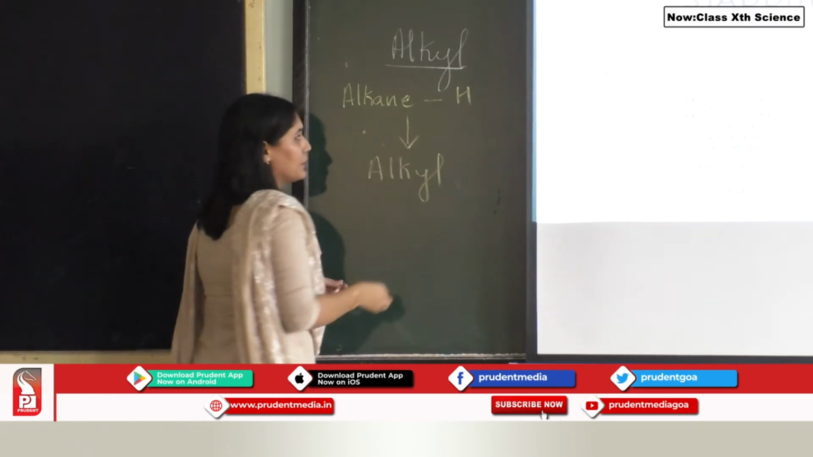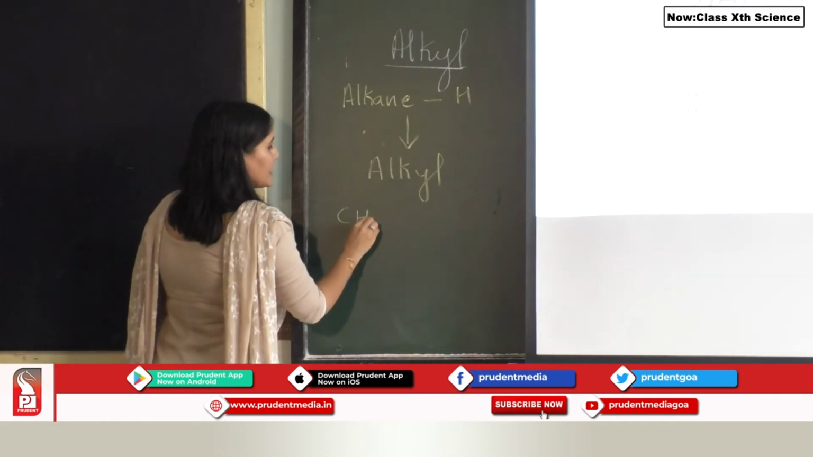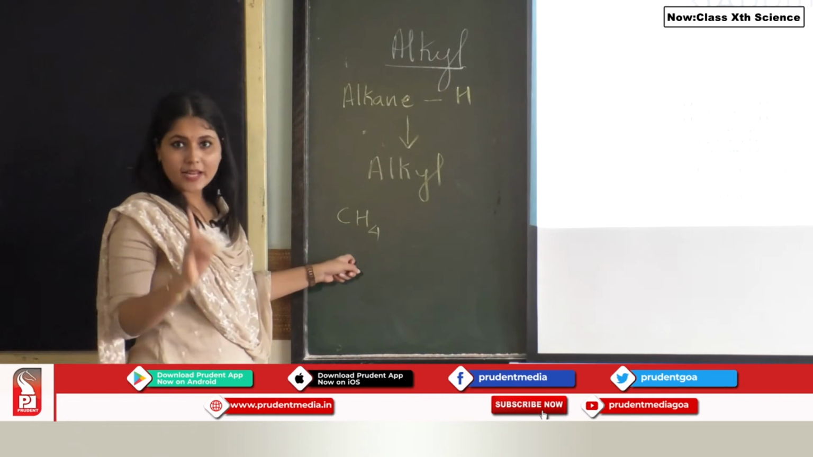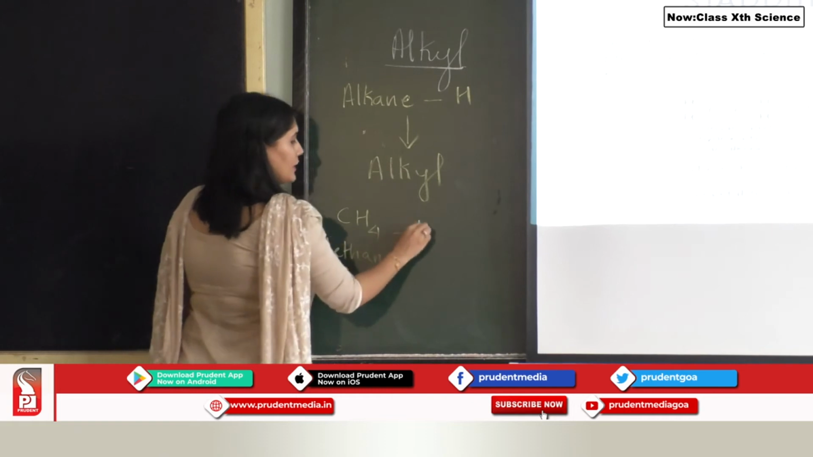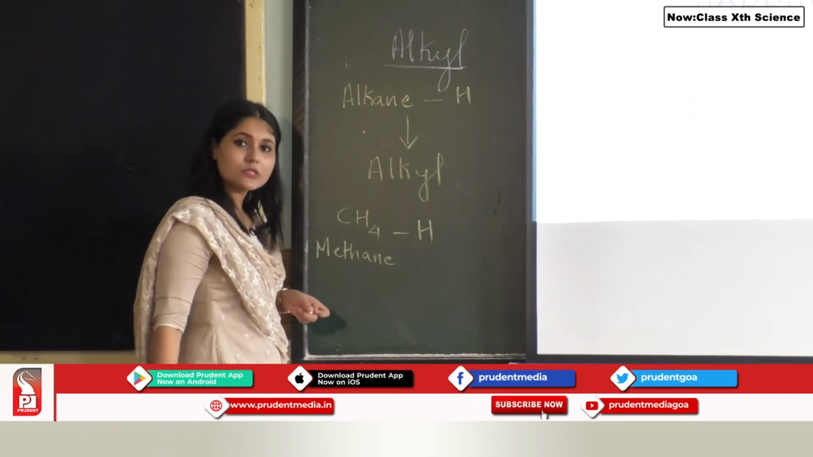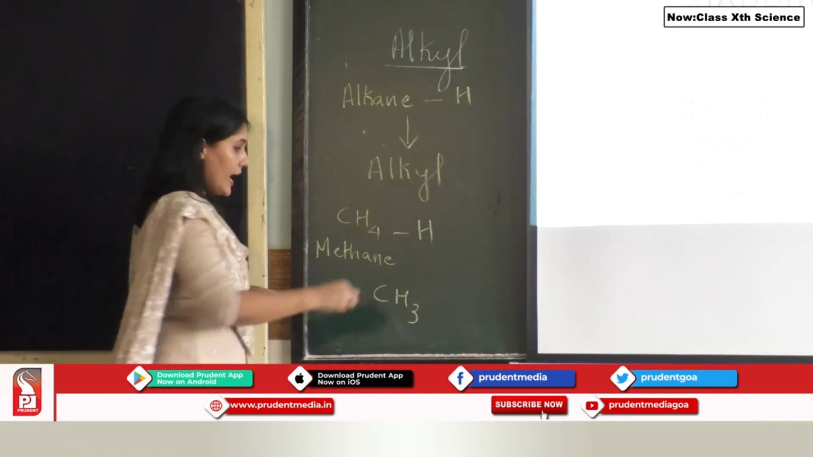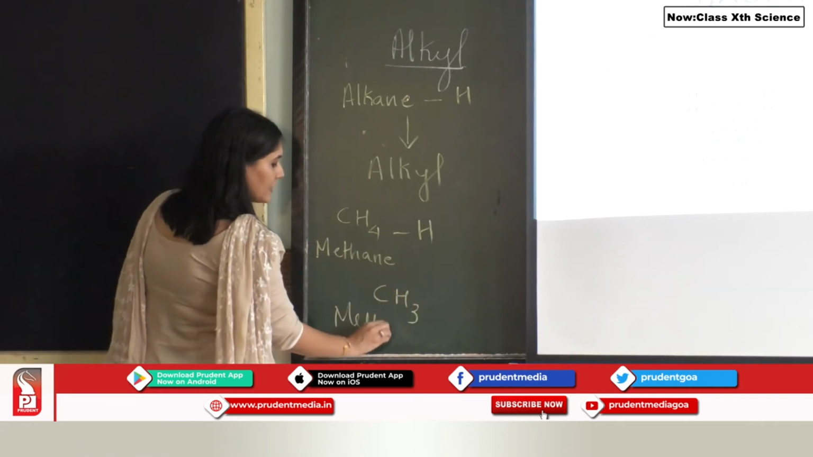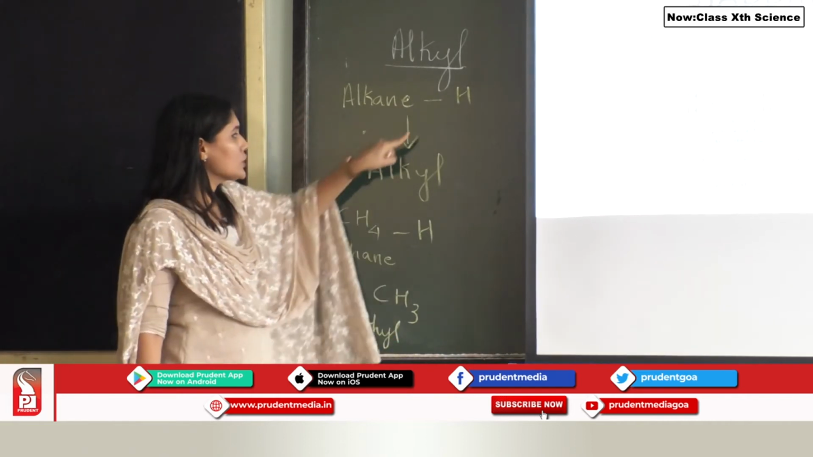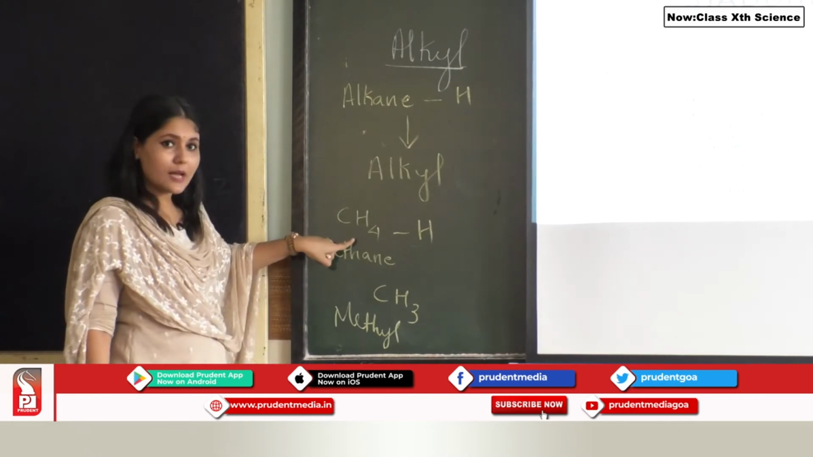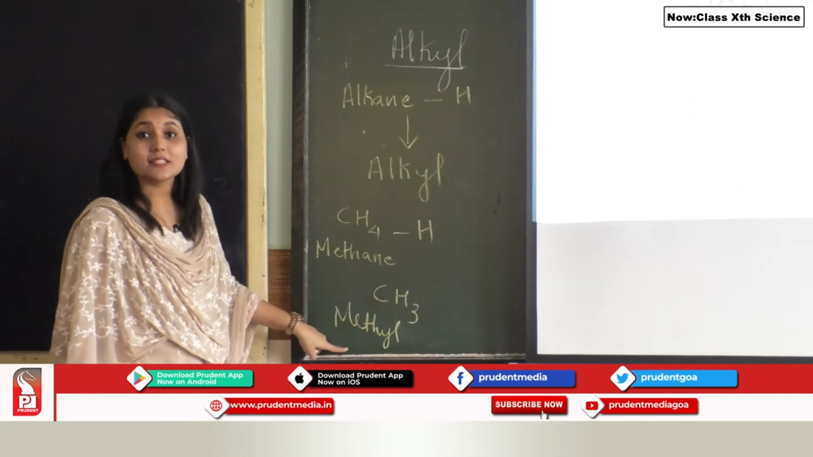Let me give you an example, something that you have to remember. Suppose I am taking methane, CH4. Methane is an alkane. From methane, if I remove one hydrogen, how many hydrogens will I have now? I am going to have 3 hydrogens, that is CH3, and this is called methyl. So alkane minus one hydrogen is called alkyl. In the example, methane, remove one hydrogen, CH3 is called methyl.